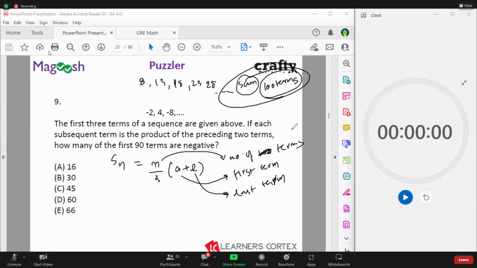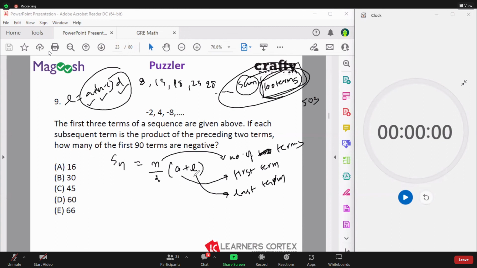Okay. Now, if you know the last term here, wonderful. If you do not, then what shall we do? Then the last term is a plus n minus 1 into d again. Right, exactly. The formula for L is a plus n minus 1 times d. We know a, we know L. Why? Because we're talking about 100 terms here.